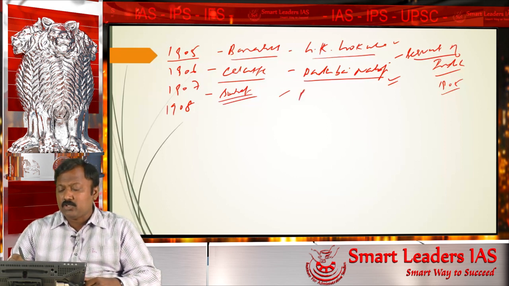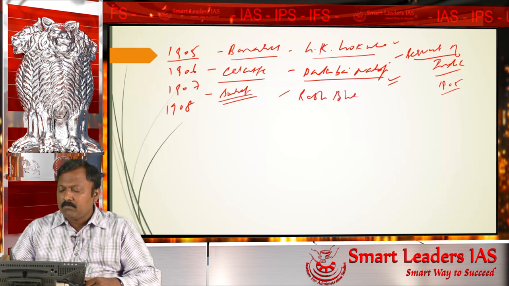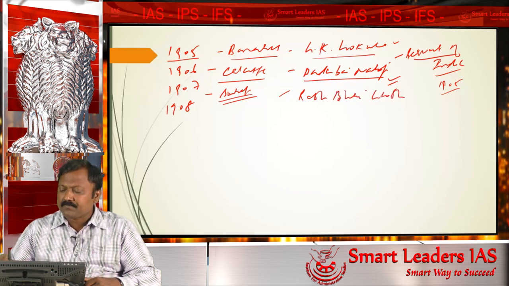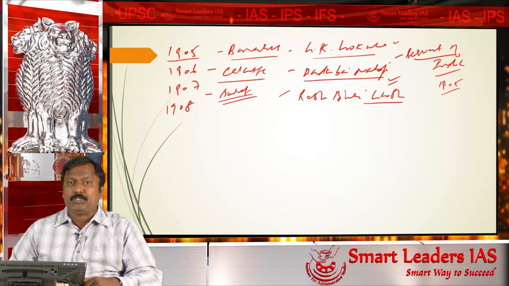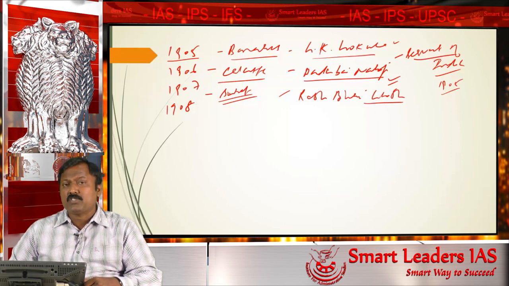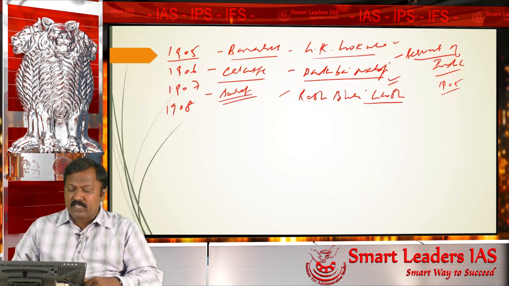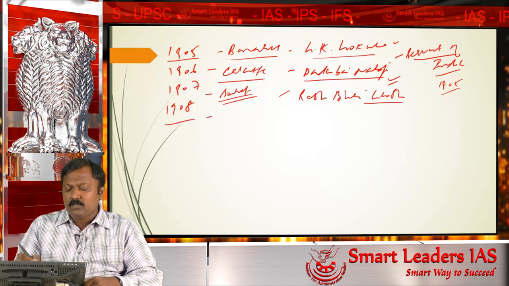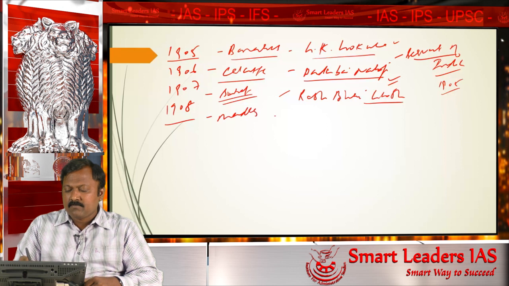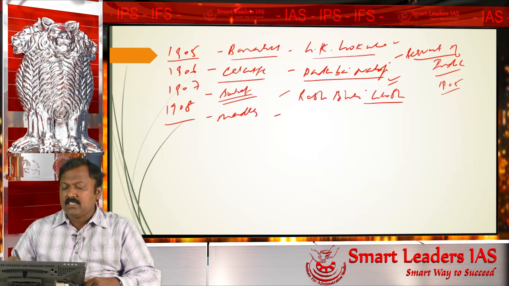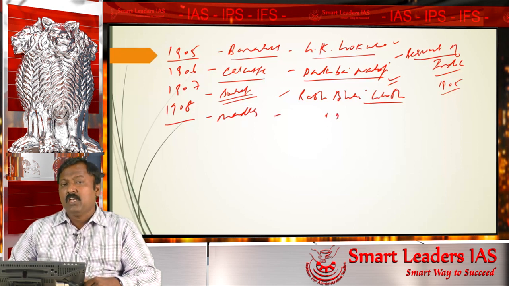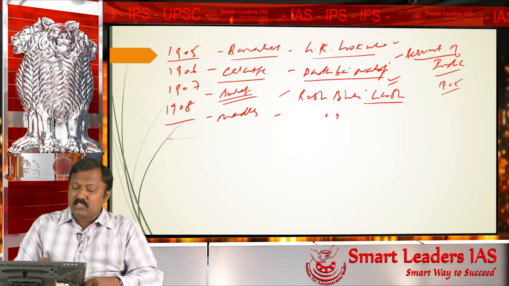Here the president happens to be Rash Bihari Ghosh. The choice of Rash Bihari Ghosh was not accepted by the extremists, so there was a conflict. Next, in 1908 the session was held in Madras, and the same president Rash Bihari Ghosh was allowed to continue here. So these are the 4 sessions.